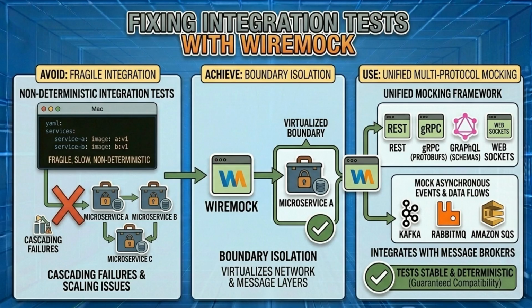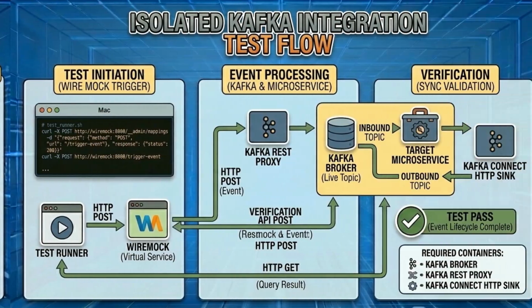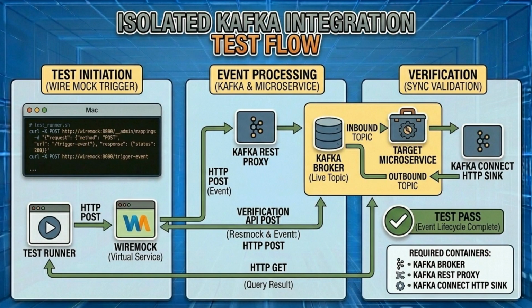For asynchronous architectures, WireMock integrates with message brokers like Kafka, RabbitMQ, and Amazon SQS, allowing you to mock asynchronous event streams and event-driven data flows within a single, unified framework. Consider an isolated integration test, where your test runner triggers WireMock via a standard HTTP call. WireMock instantly fires an outbound payload to an open-source Kafka REST proxy, publishing a live event onto a Kafka topic.